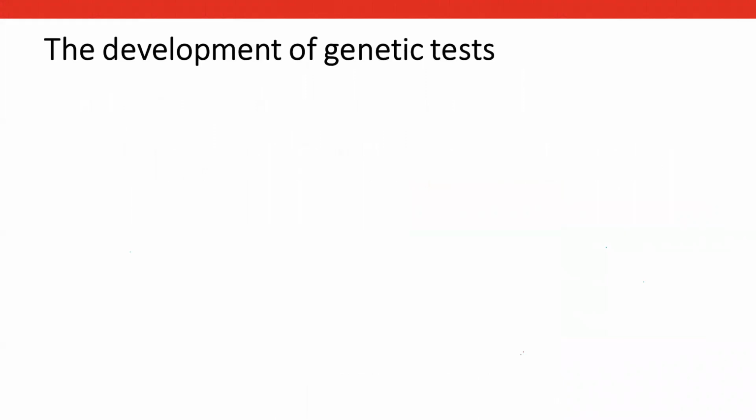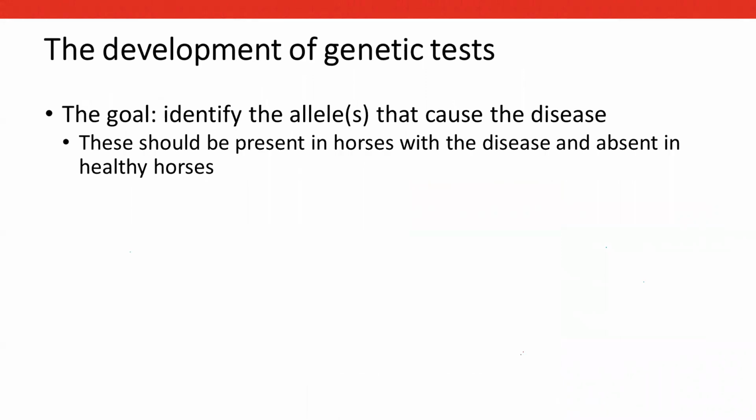Okay, so let's move on to what you're all here to hear about, which is genetic disease. Genetic tests are becoming more and more common and fairly easily accessible. So let's talk about how those genetic tests are developed. Usually the goal is to identify an allele or alleles that cause the disease in the horse. We assume that those particular alleles are present in the horses with the disease, but they're absent in healthy horses.